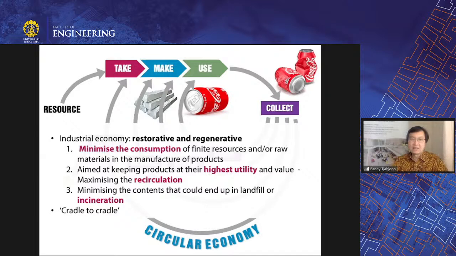However, if we need it and want to produce it, then we produce it at the rate that we need. More importantly, we use the product at its highest utilization and value, and this is done by maximizing its circulation. Finally, when the product reaches end of life, we try to minimize the content of that product that will go to landfill or incineration. This way, we will achieve the so-called cradle to cradle.